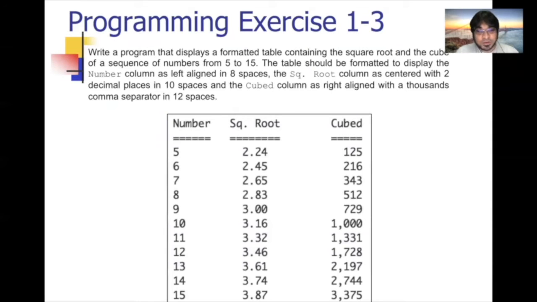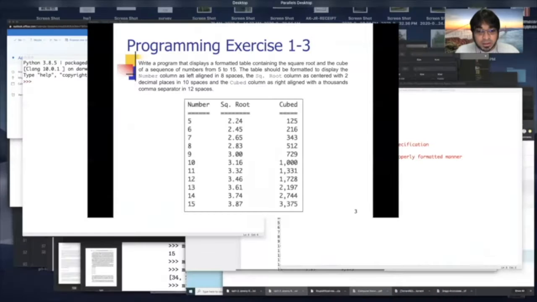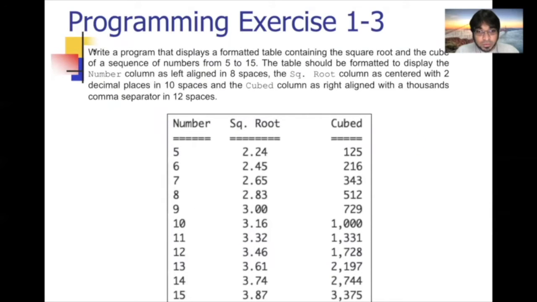This was a pretty simple one. What's asked for is to make a table that goes from 5 to 15. It prints out that number, the square root of that number, and the cubed value of that number.